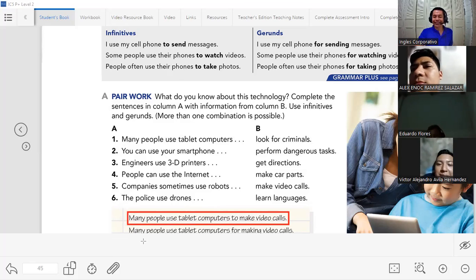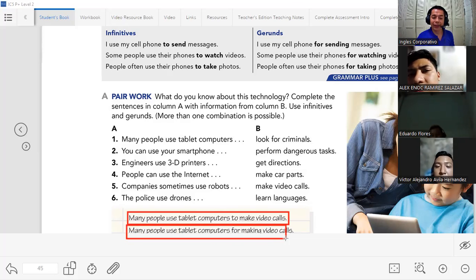Yes. But in the same sentence. Sentence. Yes. Separate. Correct. In letter A, number one, many people use tablet computers to look for criminals. Another example would be for looking for criminals. Excellent, very good.